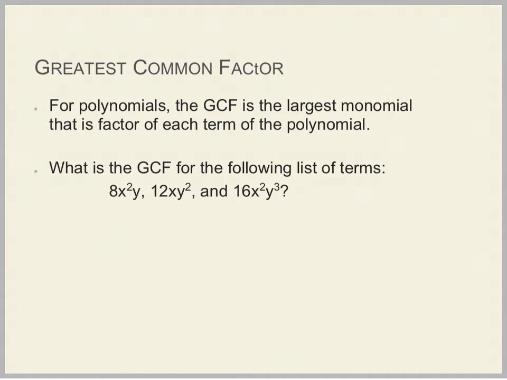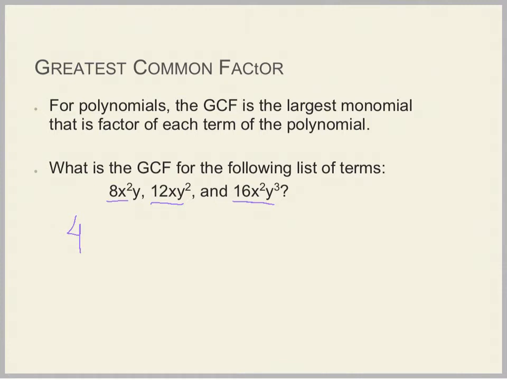For polynomials, the greatest common factor is the largest monomial factor of each of the terms in the polynomial. So let's say we had a list here of 3 terms. What is the greatest common factor? Well, first let's look at the greatest common factor of 8, 12, and 16. And I can see that 8 goes into 16, but 8 does not go into 12 evenly. But I can tell that the greatest common factor there is 4.